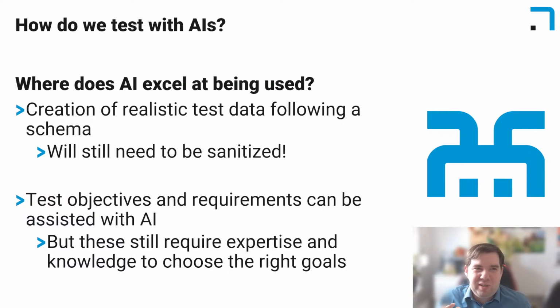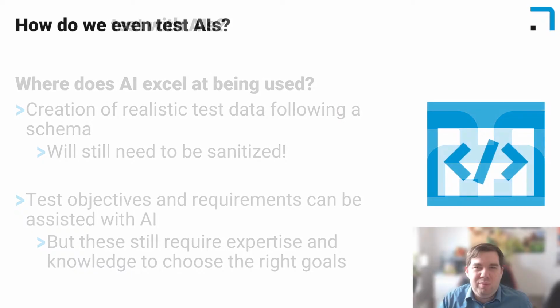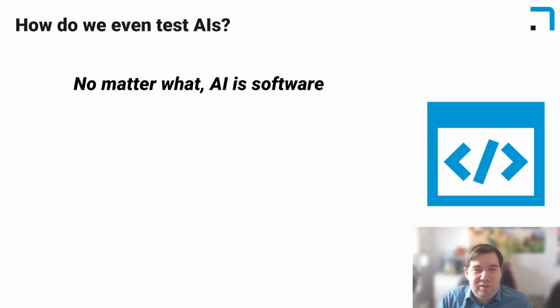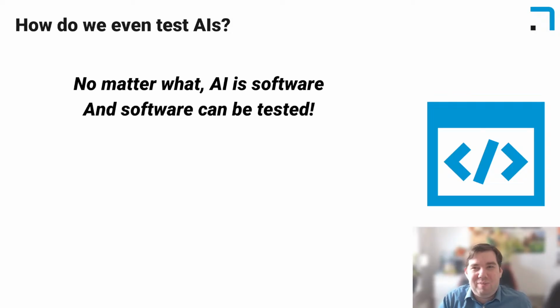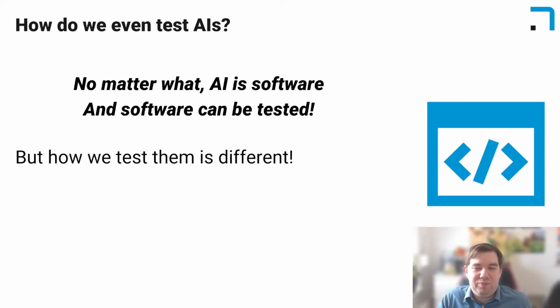So that's how we test with AIs, and now how do we test AIs themselves? Well, if we want to test AIs, then we should remember something: that no matter what, AI is software. At the end of the day, AI is software, and as we know as testers, all software can be tested. Unfortunately, though, AIs are quite different, so how we test them is also quite different.